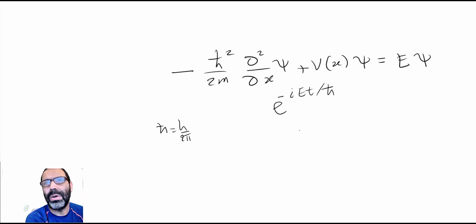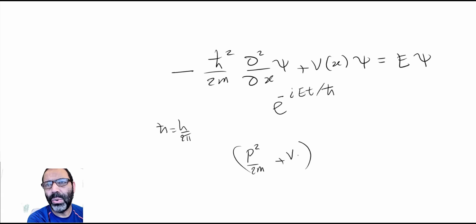This term in here is actually the kinetic energy term. Remember, the kinetic energy term in this case boils down to this whole term. The way that you would write it in one dimension is actually p squared over 2m plus the potential. In this case, this whole thing becomes what is known as the Hamiltonian operator times psi.